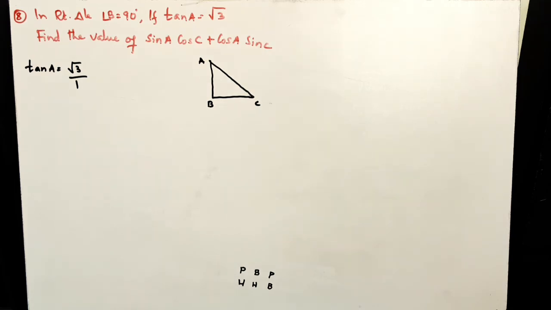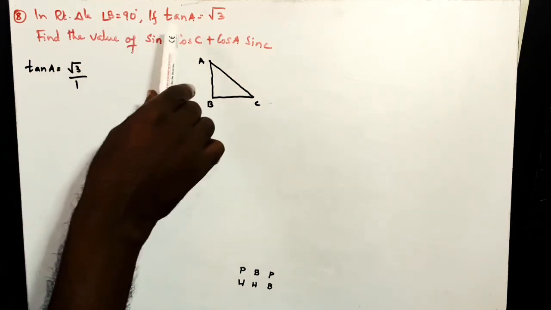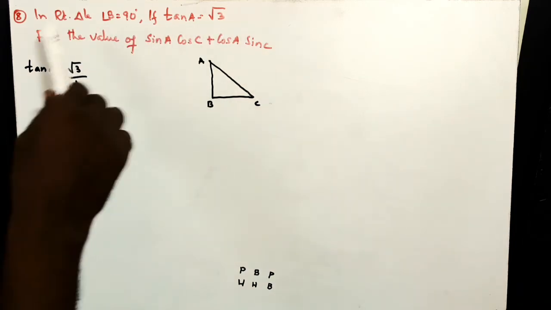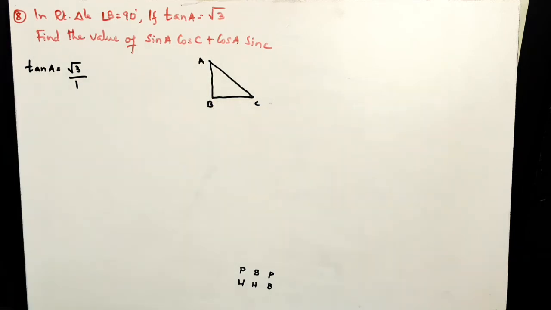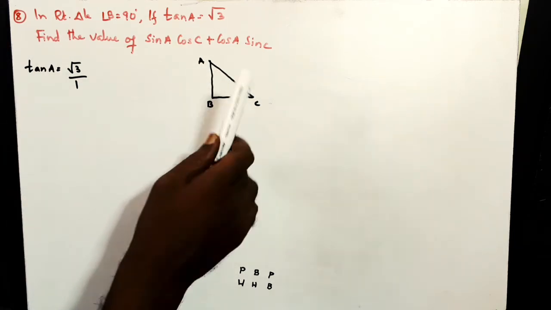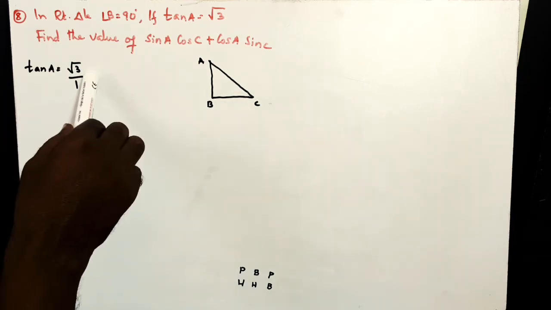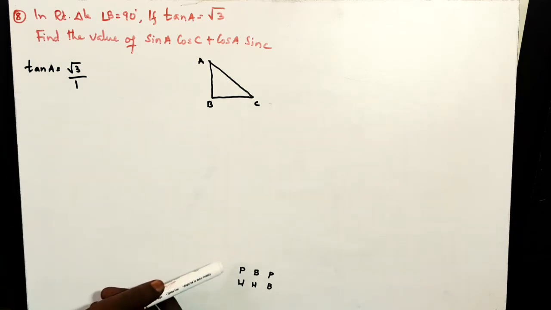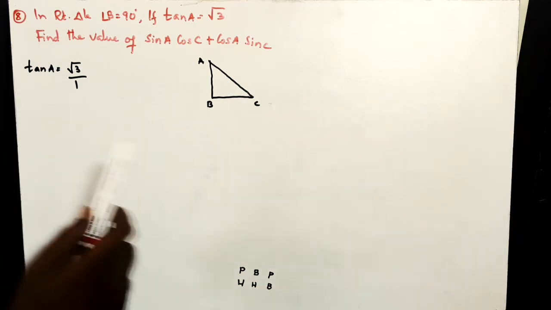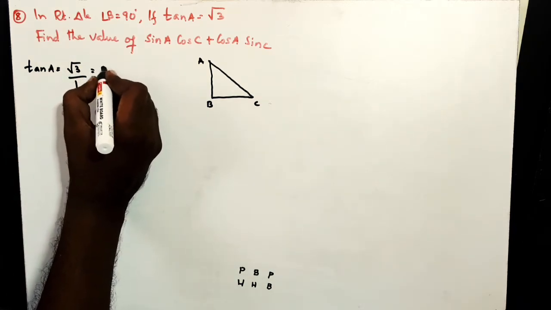So this is the last problem of exercise 11.1. In a right angle triangle, angle B is equal to 90 degrees. If tan A is equal to root 3, find the value of sin A cos C plus cos A sin C. Now we have drawn a right angle triangle, angle B is at 90 degrees, tan A is equal to root 3, nothing is there in the denominator, means 1.